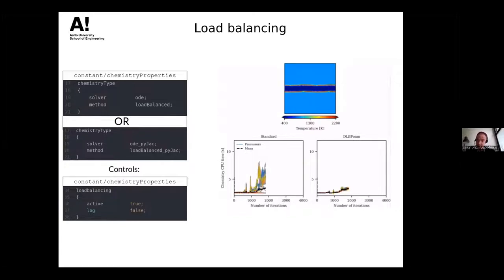So on the left, the standard approach, you don't do any load balancing. But when you turn on DLBFoam, you see that the variation of the individual processors' chemistry CPU time is very confined. The variance is very small and they almost coincide with the mean CPU time. So this is the benefit. You don't want to wait for a long time for one processor to complete its tasks when you can balance the load.